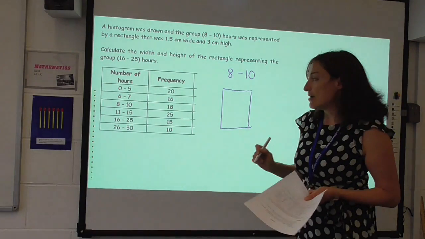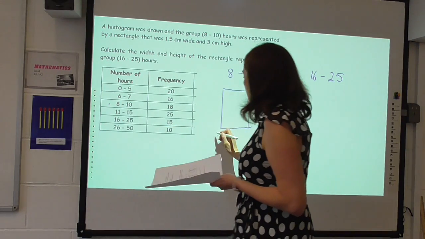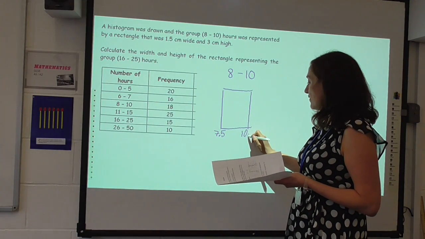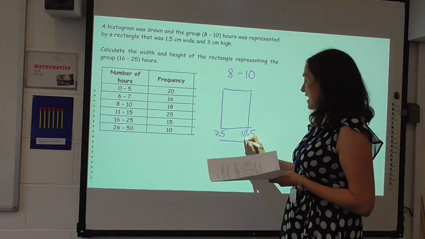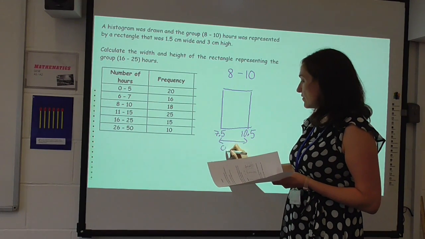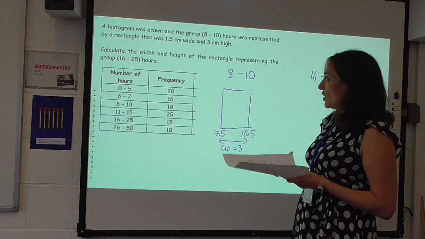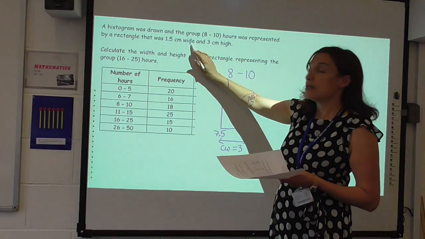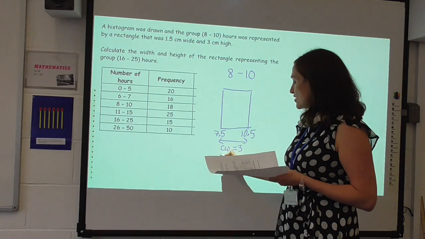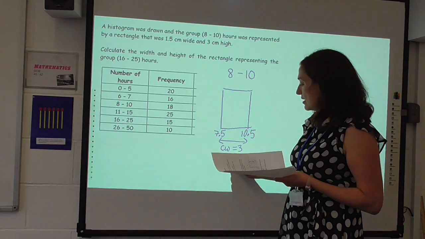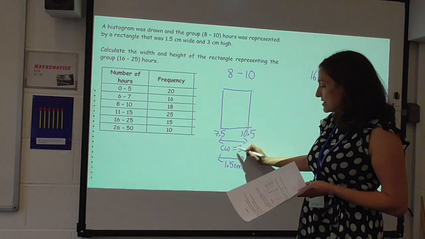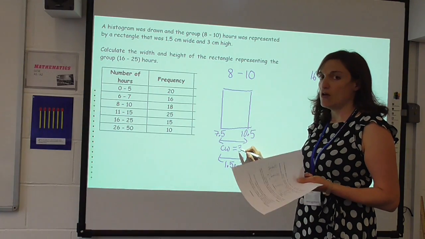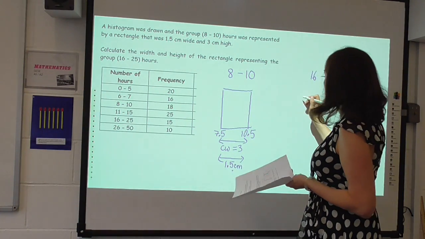So let's say that's my 8 to 10 rectangle. In fact, the bottom number, the lower bound, was 7.5, and the top number, the upper bound, 10.5. So that distance there, the class width, is 3. We've been told in the question that it was 1.5 centimetres wide. So the class width is 3 and the bar is 1.5 centimetres, which means that if you know the class width, you can halve it to find the width of the bar.